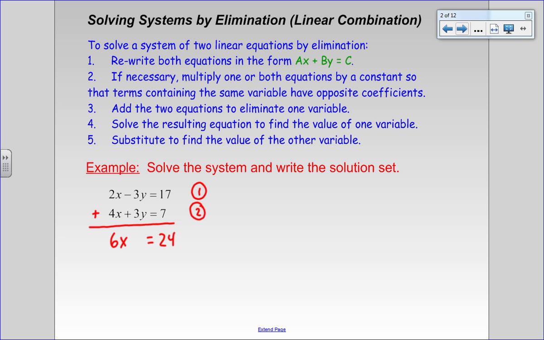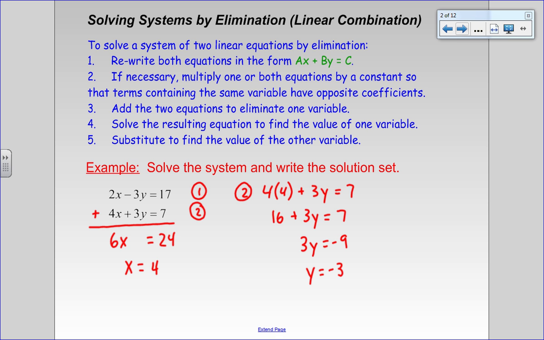Now we proceed to solve for x by dividing by 6 on both sides, and we have x equals 4. Finally, we can substitute back into either of our two equations to find the value of y. Let's use equation 2. So we have 4 times 4 plus 3y equals 7, or 16 plus 3y equals 7. Subtracting 16 on both sides, we obtain 3y equals -9, and dividing both sides by 3, we obtain y equals -3. This means the solution of our system is the ordered pair 4, -3. And if we were to graph these two equations, we would see lines intersecting at that point.